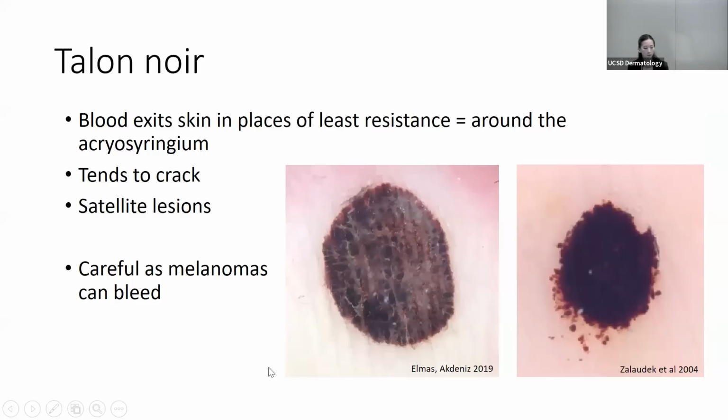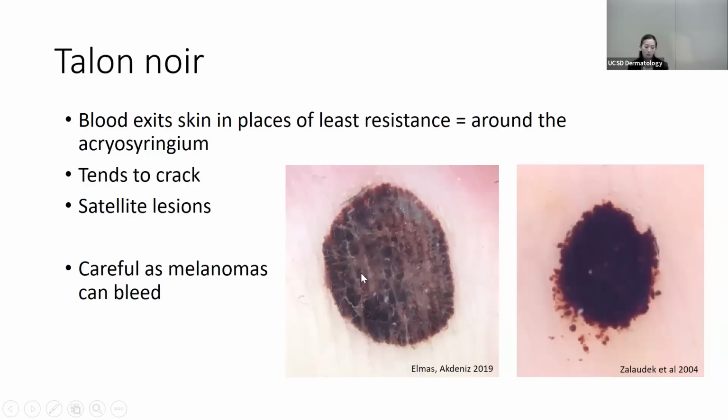Subcorneal hemorrhage is also going to have the parallel ridge pattern. That's because blood comes out of the skin in the area of least resistance. So it goes around the acrosyringia, and so it's always going to be on the ridges. Some clues that you're dealing with blood and not a pigmented lesion are that mostly it's going to be more of a red color. You often see these satellite lesions. This is really classic for blood.